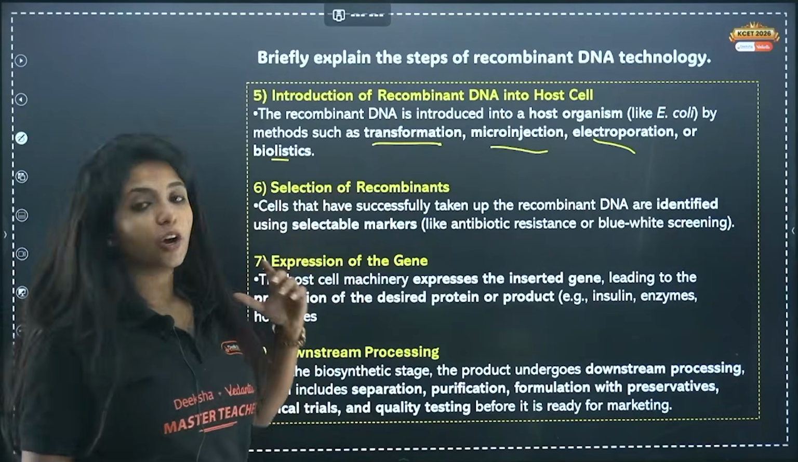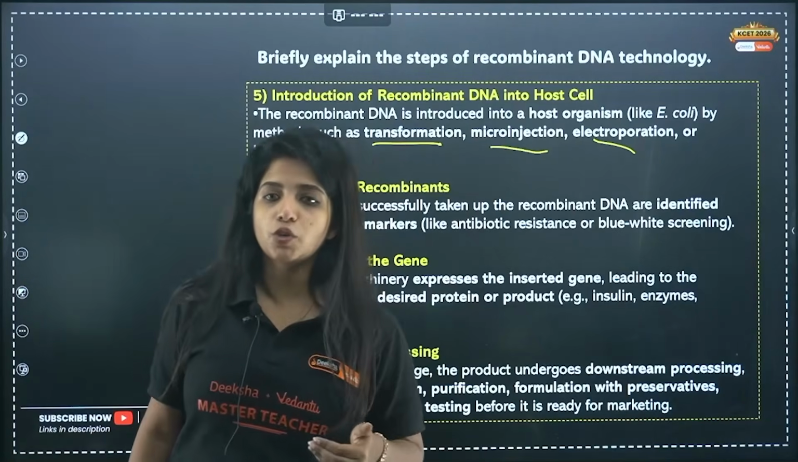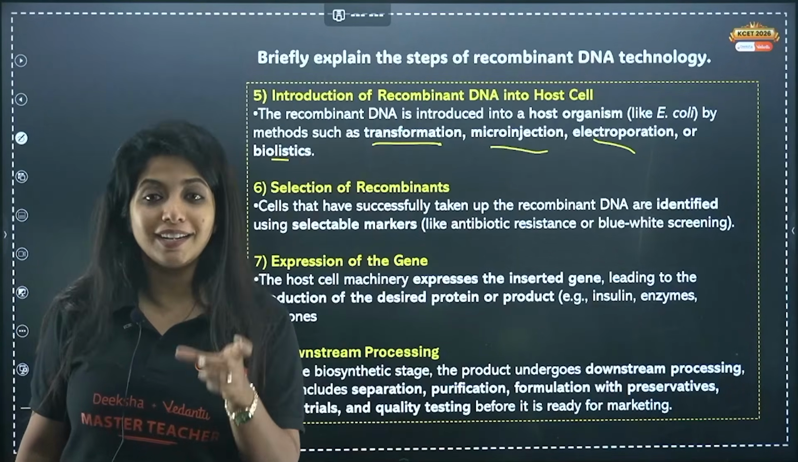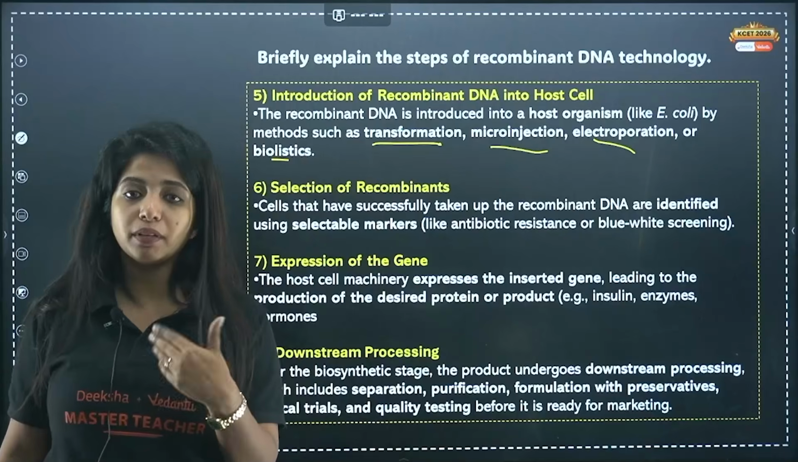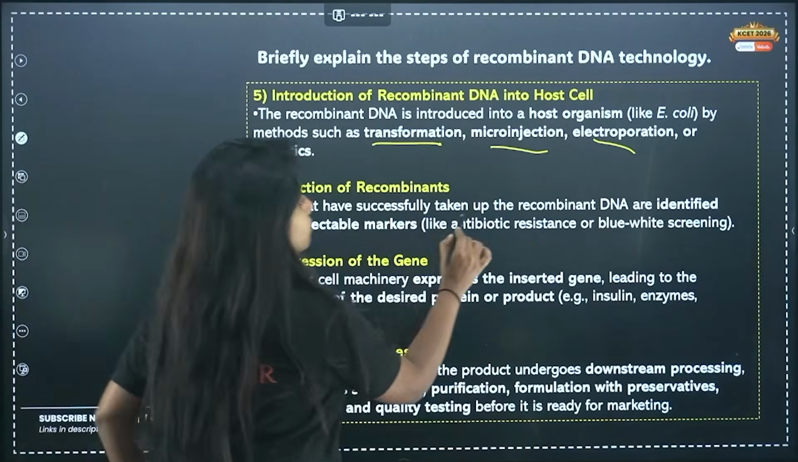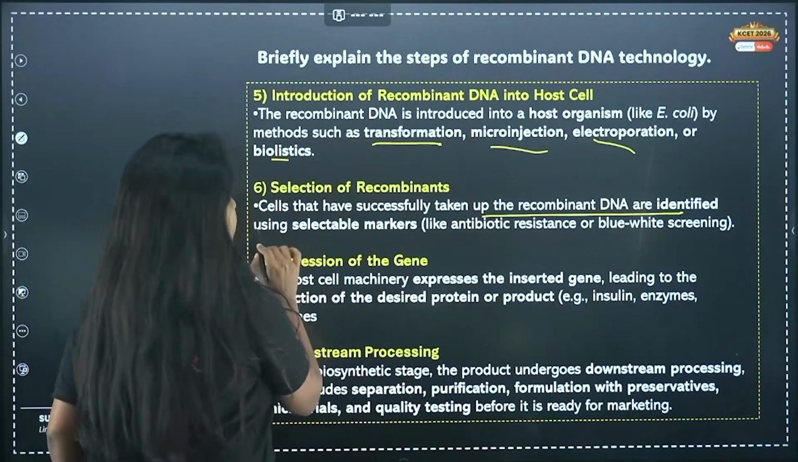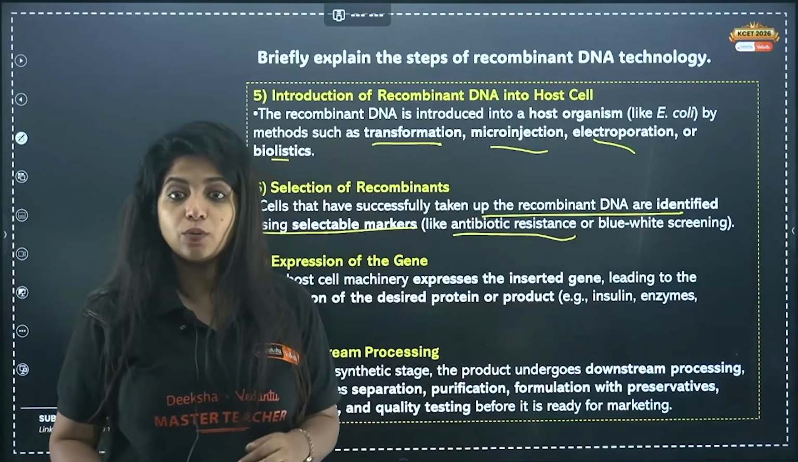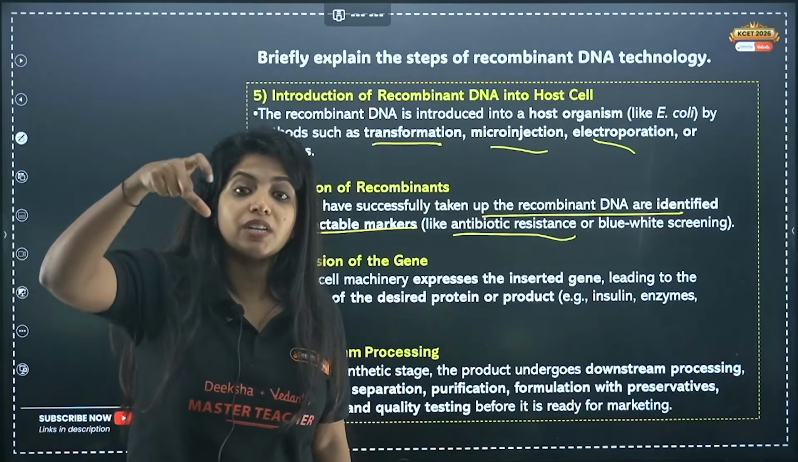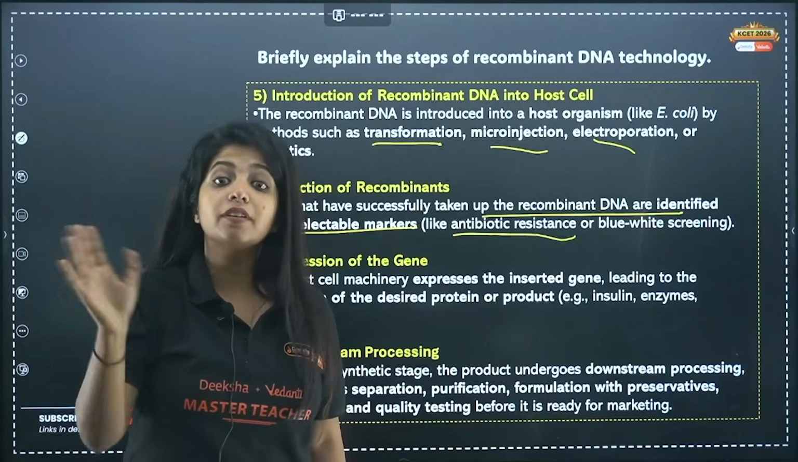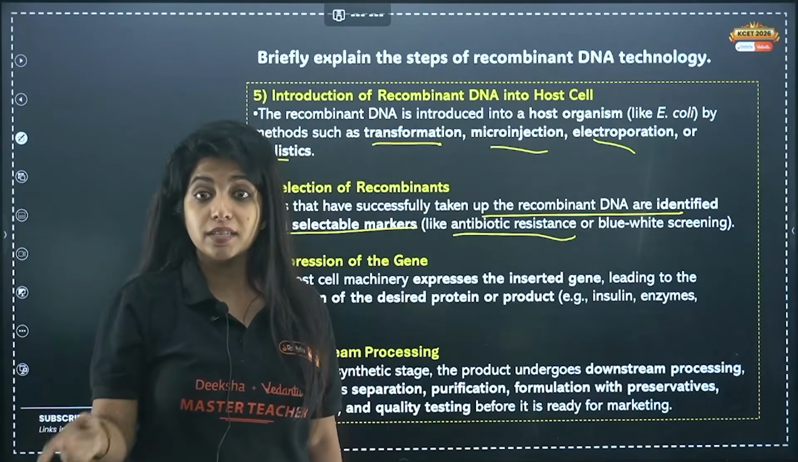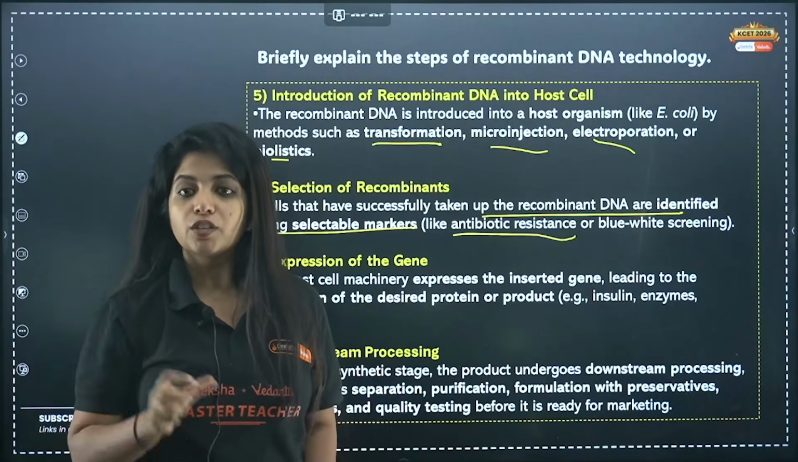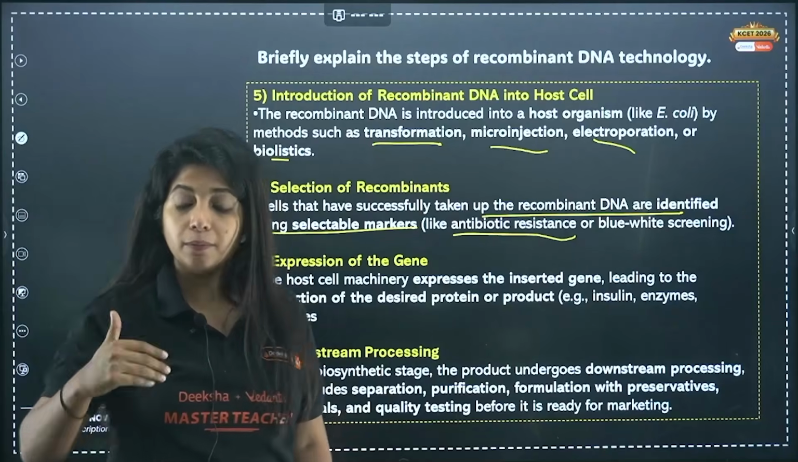Now, selection of recombinants. Not all of them, my dear children, would have the recombinant DNA. We think that they will, but they might not. So, cells that have successfully taken up recombinant DNA are identified using selectable markers, for example, antibiotic resistance gene. I know that I have inserted my gene in the antibiotic region, so it won't be resistant. Now, if it is showing resistance, that means it is not a recombinant. So, they are selectable markers, they will help me select things.